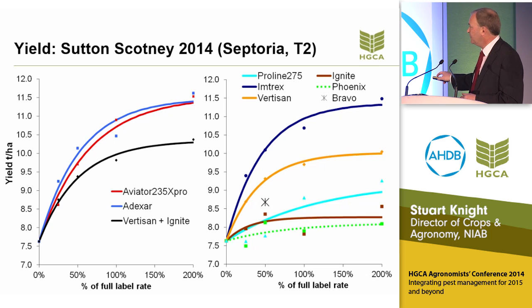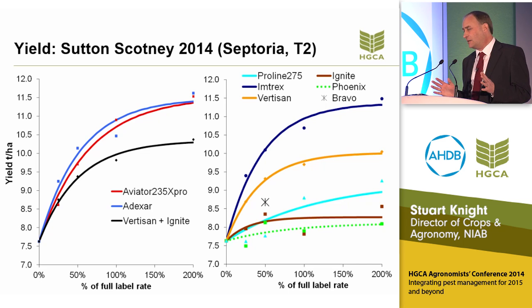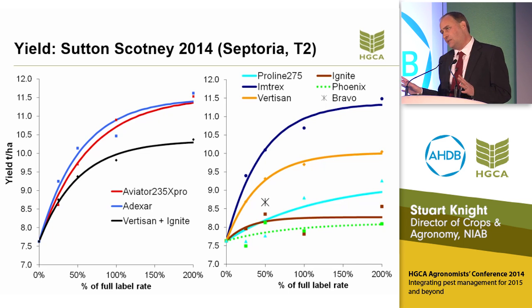Looking at the yields also from the SDHI azole mixtures, not surprisingly, the Aviator and the Adexar very, very closely matched as they were in terms of Septoria control. But once again, the Vertizan Ignite yield response not quite as good as the other two SDHI azole mixtures.